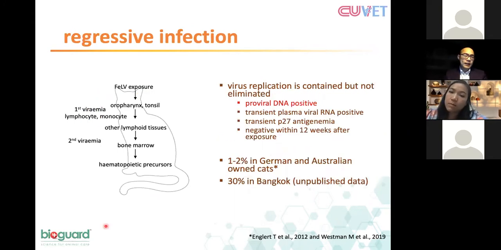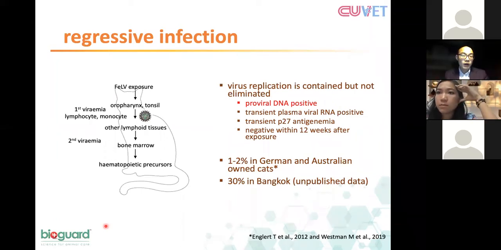Another outcome of exposure is regressive infection. In these regressively infected cats, virus replication is already ongoing and the primary viremia has already occurred. So that means there is a higher degree of viral replication in the cats. However, when the immune response starts to fight back against the virus, replication is contained but cannot be eliminated.